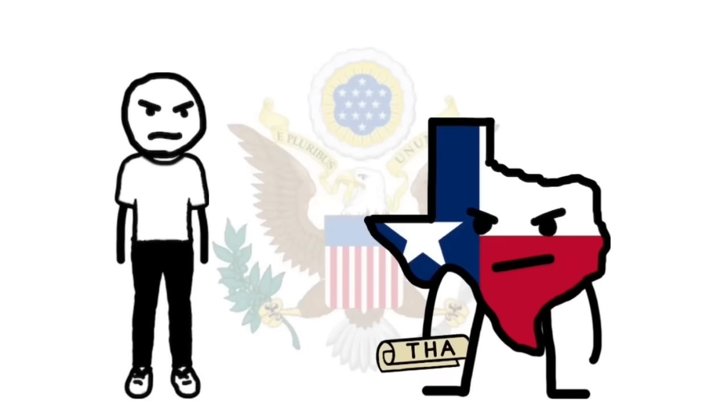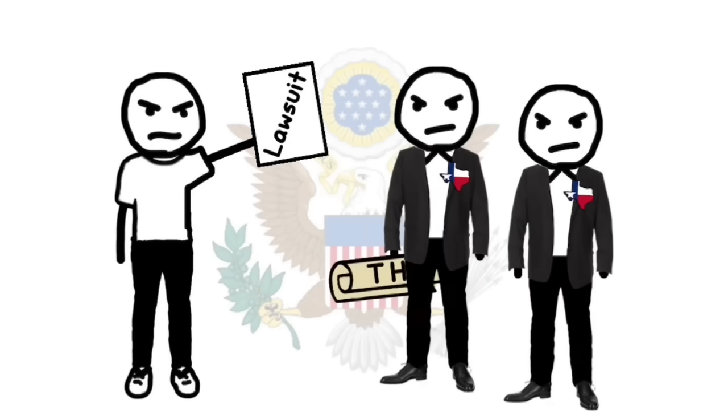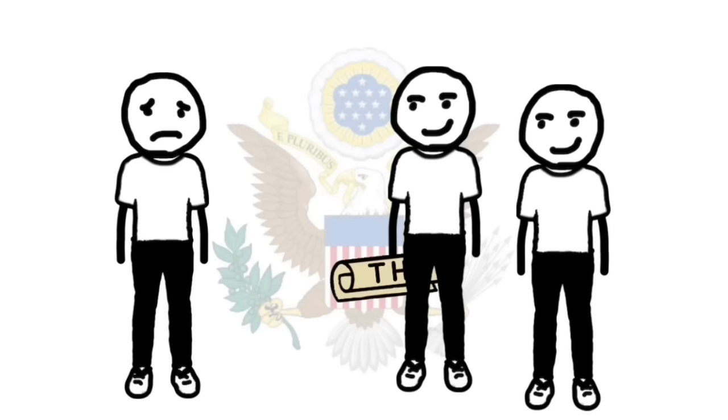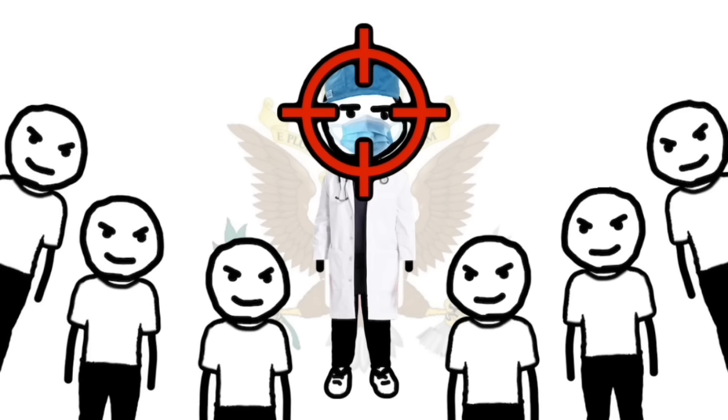Basically, when a state passes a potentially unconstitutional law, you can sue to get the law struck down before it can be enforced. While you generally cannot sue the state itself, you can sue the state officials who'd be responsible for enforcing the law, but since Texas's law could only be enforced by private citizens, there were no state officials to sue, meaning courts couldn't strike it down.